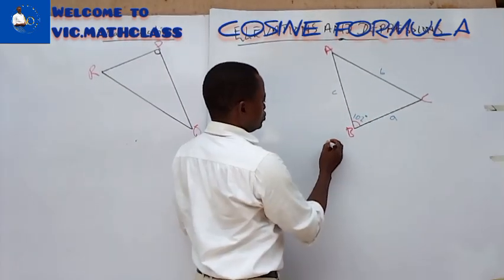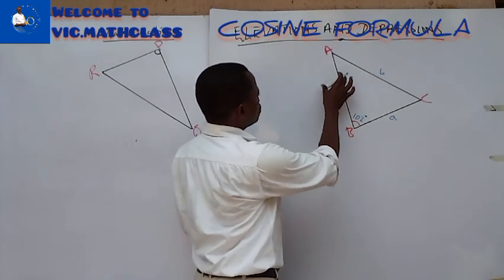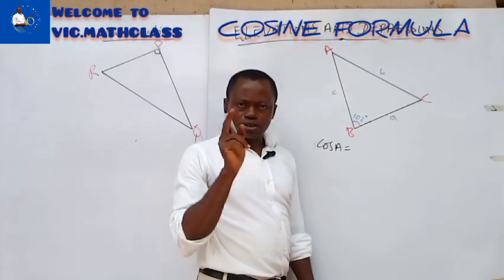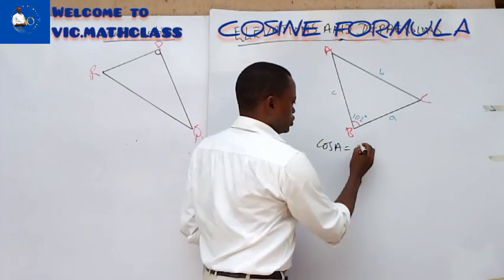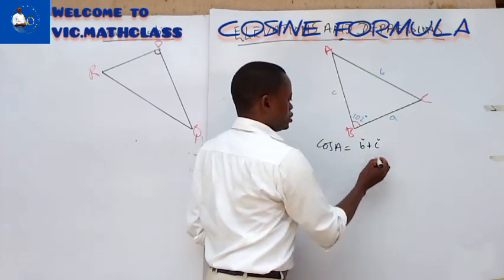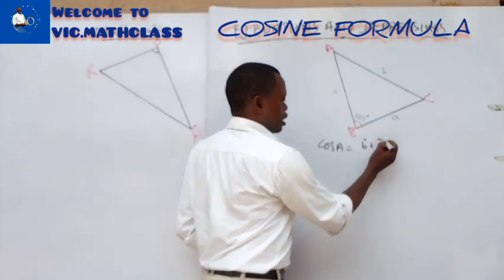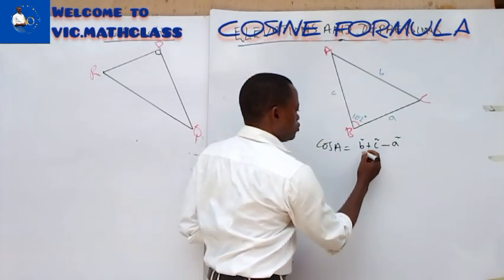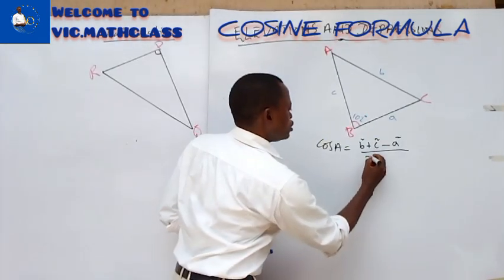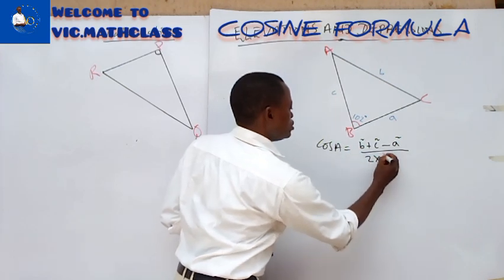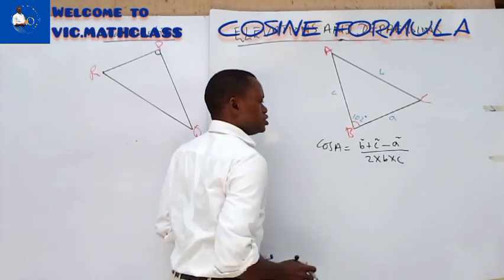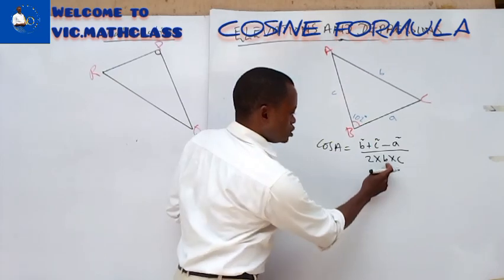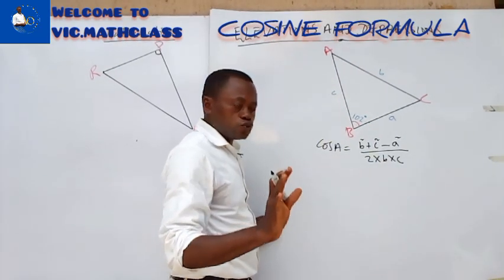So if I take cos A, I started with cos A. Now I am going to bring in b squared plus c squared. You see that? Then I will remove a squared because I started with this. And then all over, I will take 2 times this times this. You see, it's super simple. You get it? It's very, very simple. This, you don't square them. Please don't make that mistake.